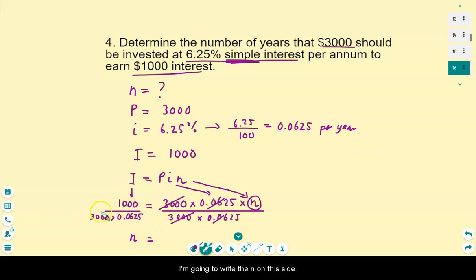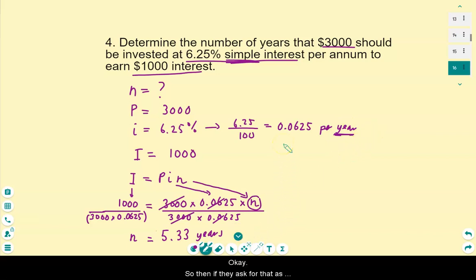And I'm going to write the N on this side, but let's do this. Make sure that you put brackets around your denominator, or things will not go your way. So 1,000 divide 3,000, so bracket 3,000 times 0.0625. Okay, it's given me 5.33 years. And we know our answer will be in years because we put the interest rate in as per year.